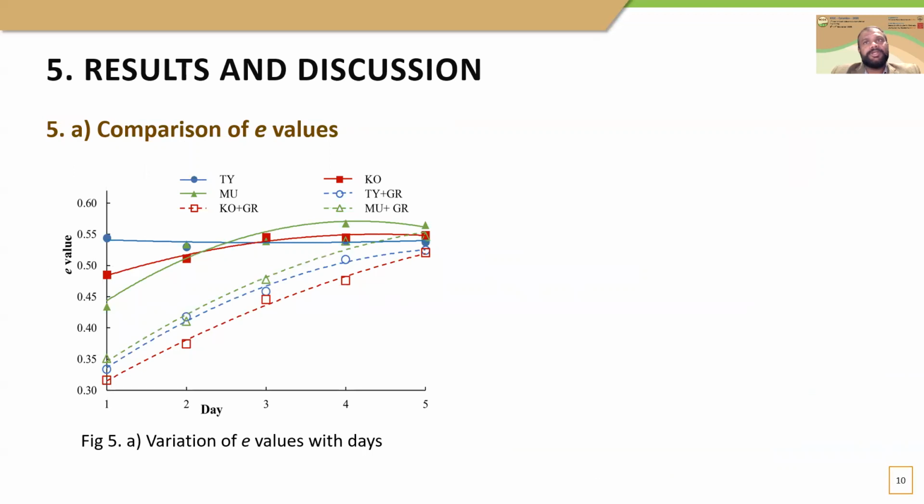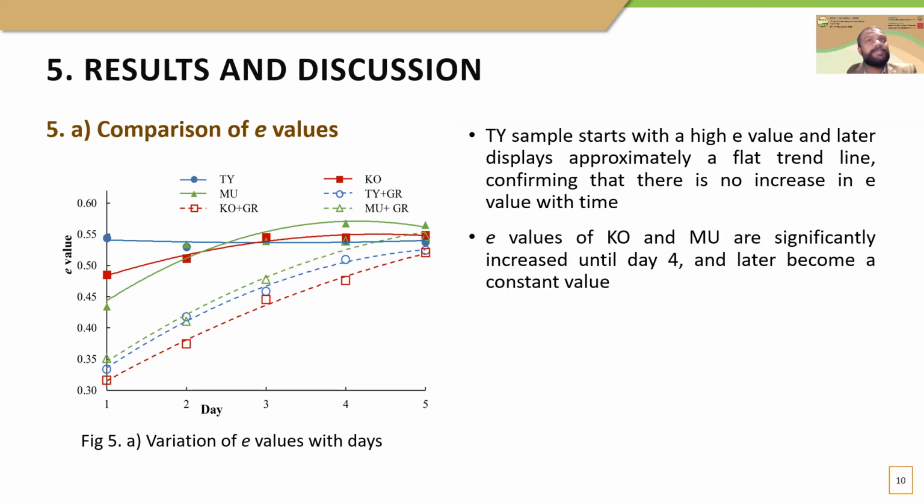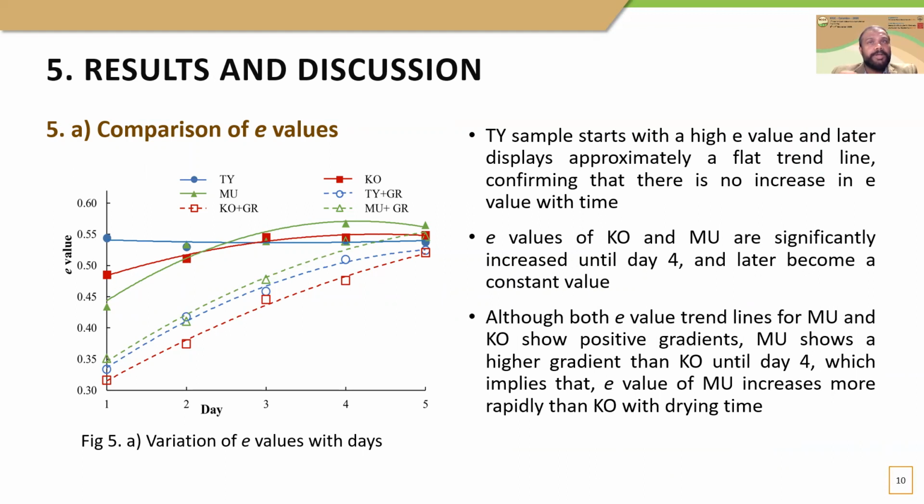Moving on to the results and discussion. The Tyrone samples, this is the E-value distributed with days. The Tyrone samples start with a high E-value and later display an approximately flat trend line, confirming that there is no increase in the E-value with time. And E-values of Perera and Moratuwa significantly increased until day 4 and later became constant. Although the E-value trend lines of Moratuwa and Perera show positive gradients, Moratuwa shows a higher gradient than Perera until day 4, which implies the E-value of Moratuwa increases more rapidly than Perera with drying time.